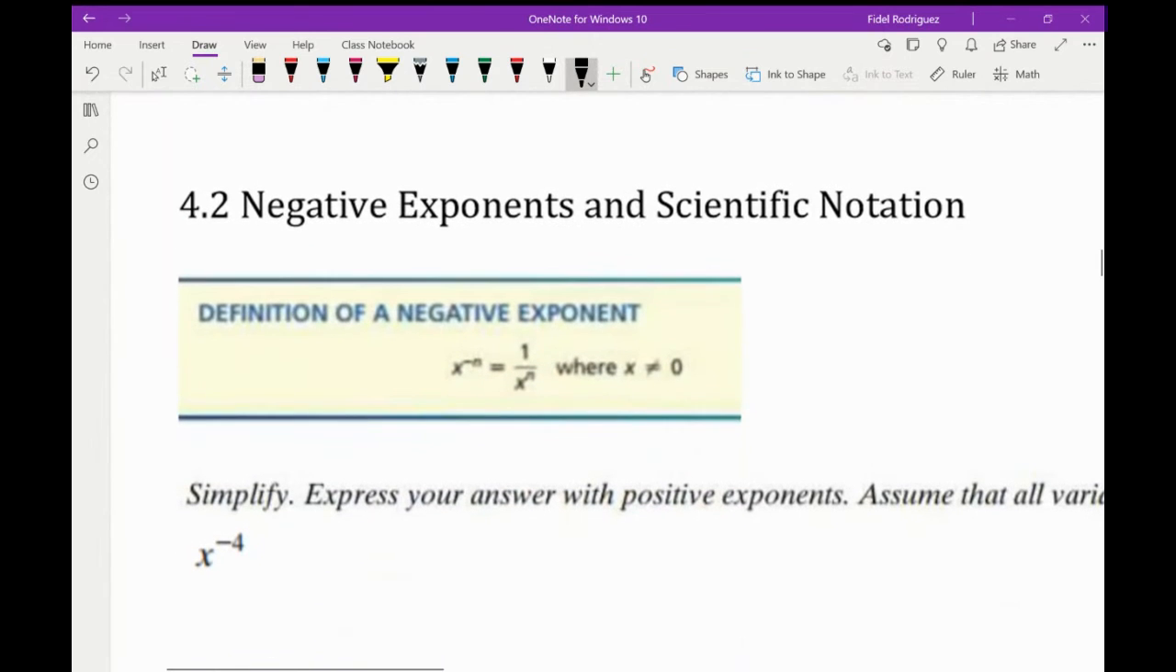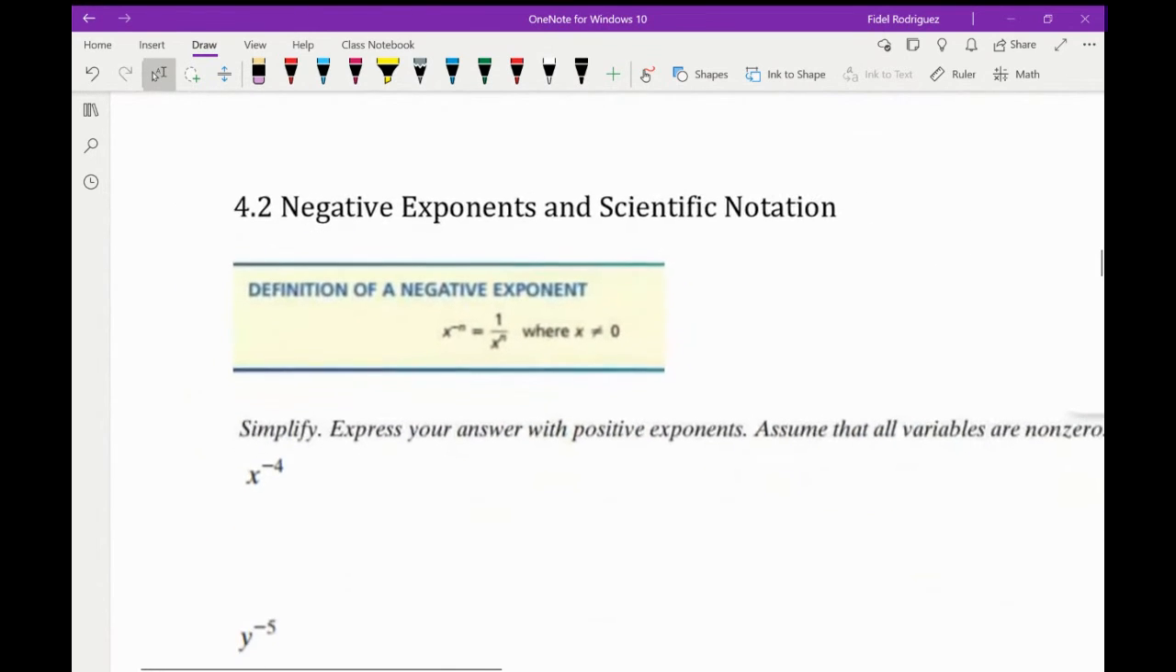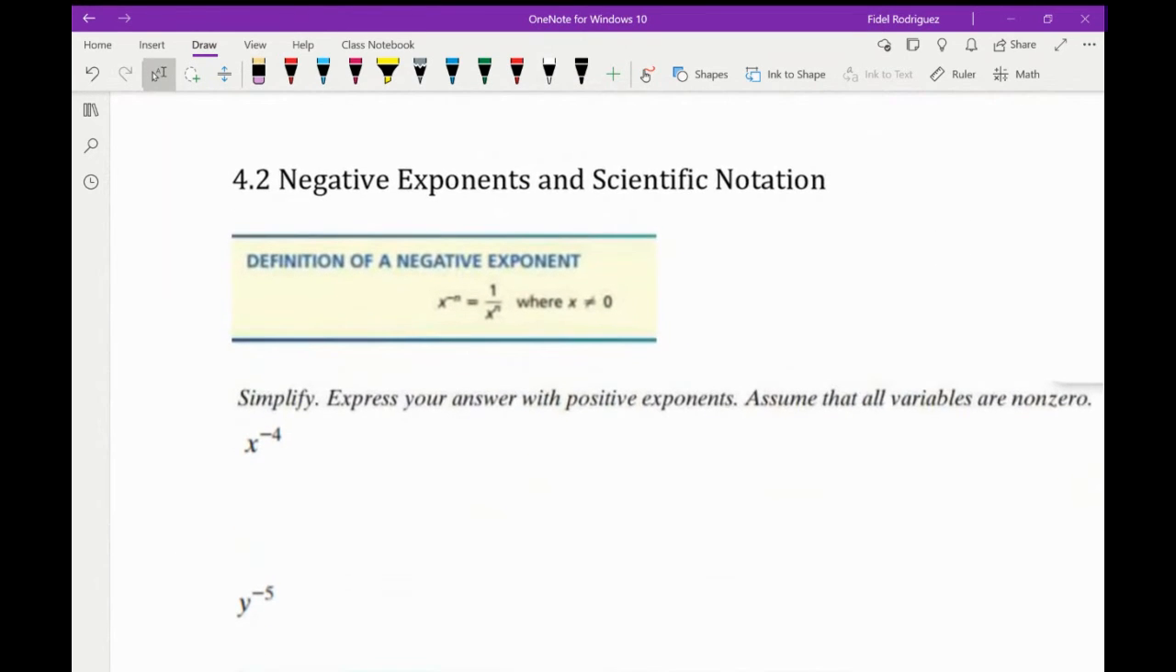Okay, cool. So that was 4.1. So we definitely got time to go through 4.2. And so 4.2 deals with these things called negative exponents and scientific notation. And so we'll deal with negative exponents first.